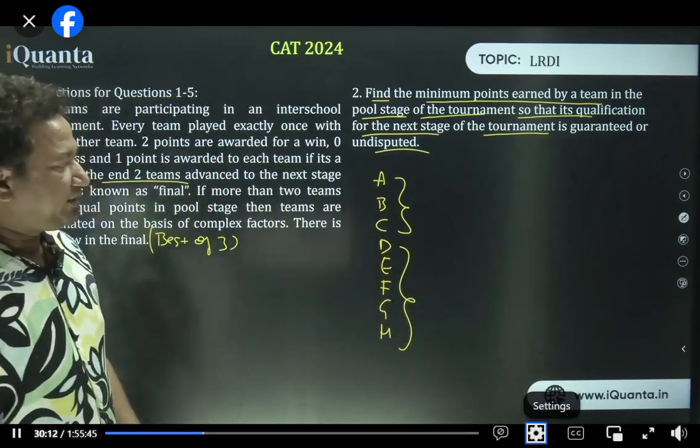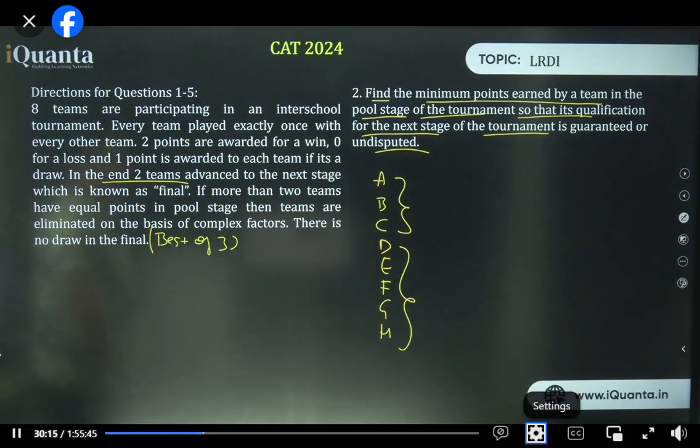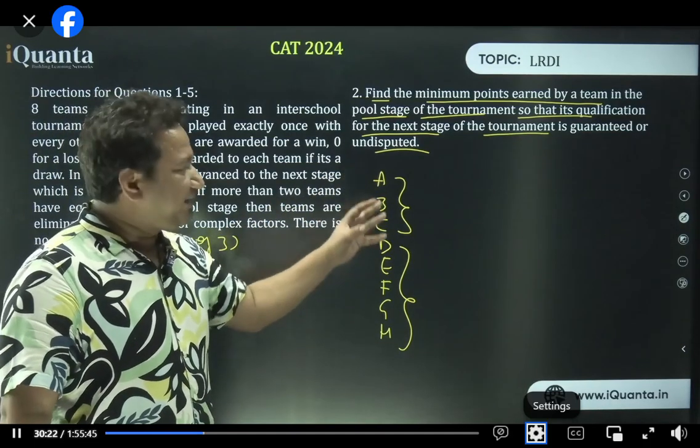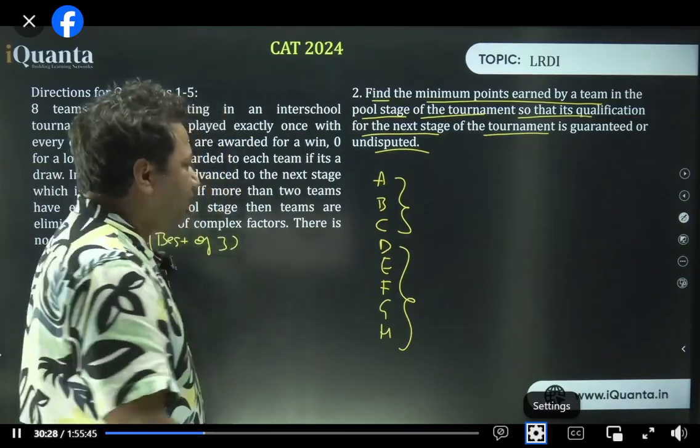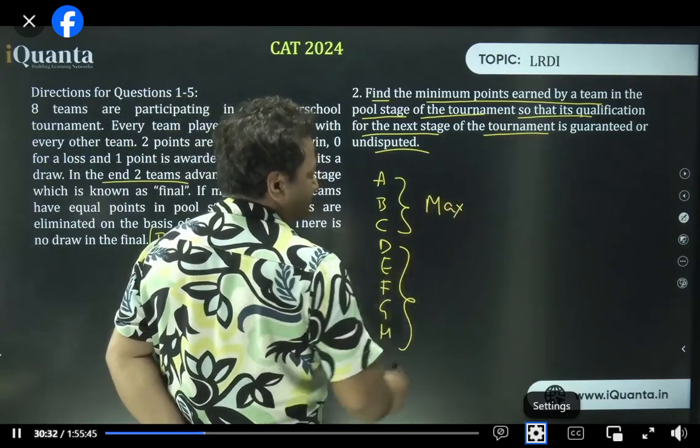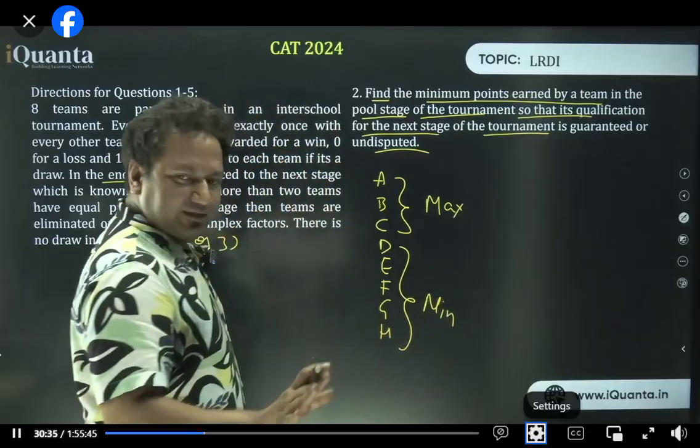Let us try. First of all, let us try to find the maximum points teams can get. Top 3 teams can get, through which two of them goes to the final stage. So what I'm trying to do over here, I'll try to maximize this and minimize this. First I'll do it, then realize why I did that.